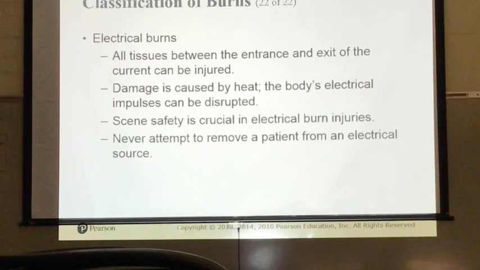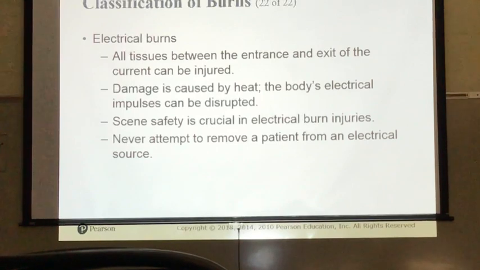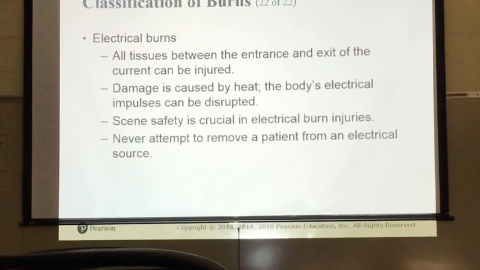Always assess for a source, which is the entry, and a ground, which is the exit. All the tissue in between is suspect for injury, even if it is not readily visible. Emergency medical care for source and ground injuries is the same for other thermal burns. Transport the patient as soon as possible. Most electrical burn injuries have a slow onset, and underlying tissue or organ damage might not be readily apparent. These patients should be assumed to have critical burns, even if the burn appears to be insignificant.